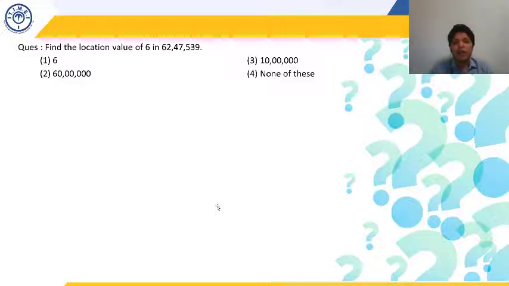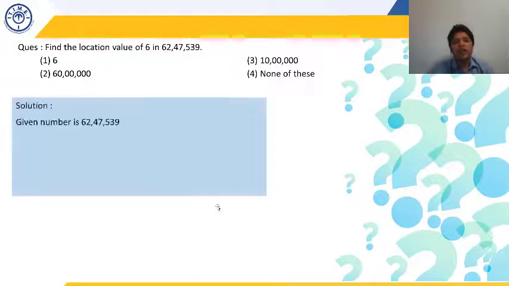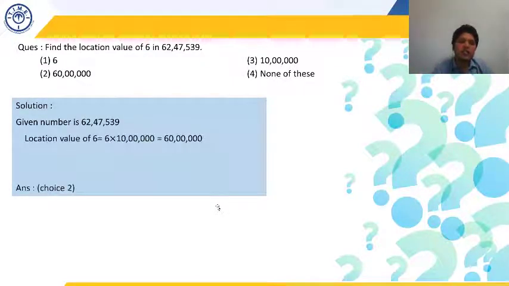So 6 is at 10 lakh place, but the place value is its place into the digit at that place. The digit at that 10 lakh place is 6. So 6 into 10 lakh is going to be my answer, which is 60 lakhs. So the answer is choice 2, 60 lakh. This is the location value or the place value. Again, how to find out the location value or place value? We need to multiply the given digit by the value of its place. So 6 is at the 10 lakh place, so 10 lakh into 6 is going to be its place value.